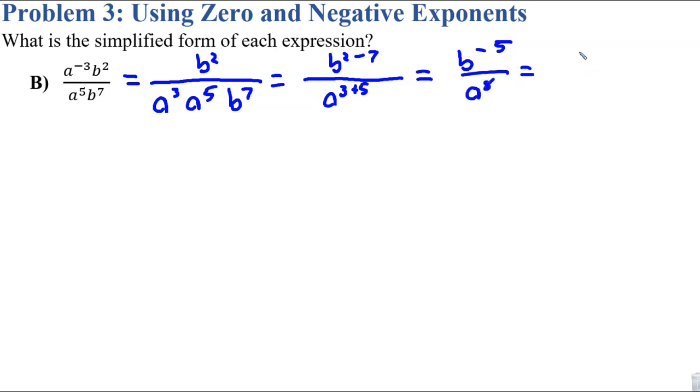And if I move that b back down, I'll just have a 1 on top over a to the 8th, b to the positive 5. Again, I'd say this one's simplified. All the variables are combined, and all my exponents are positive. Finish this one off by moving any negative exponents to the other side of the fraction.